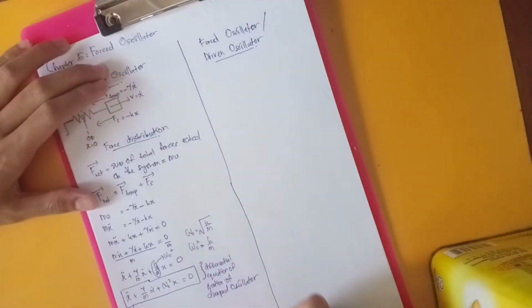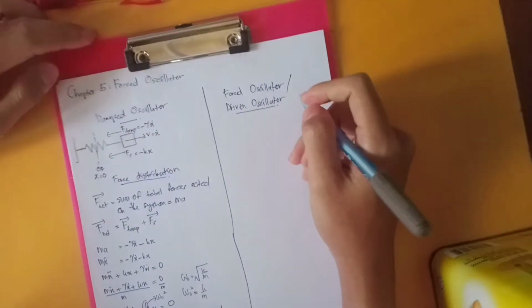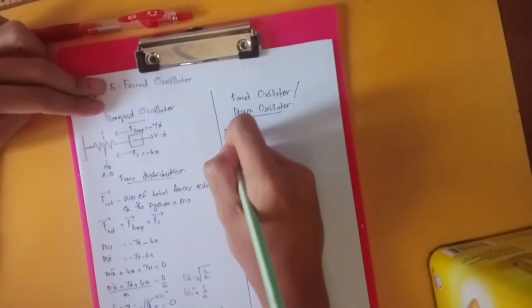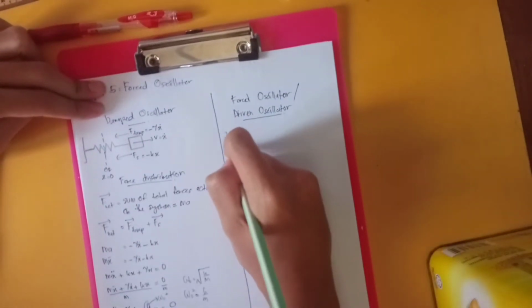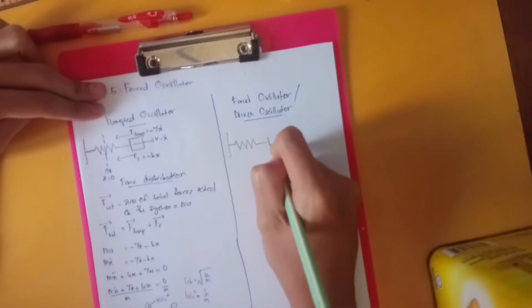Now let's move on to the forced oscillator, or we call it the driven oscillator. Same here again, we have the same system, which is a block on a horizontal spring, and the block here.